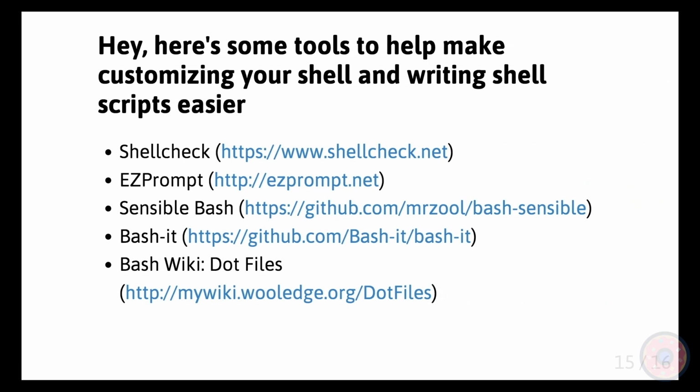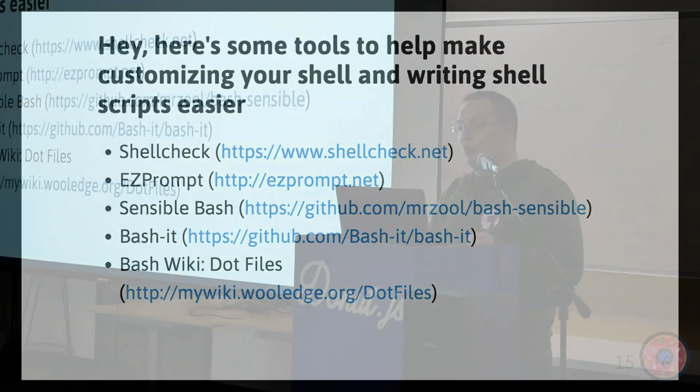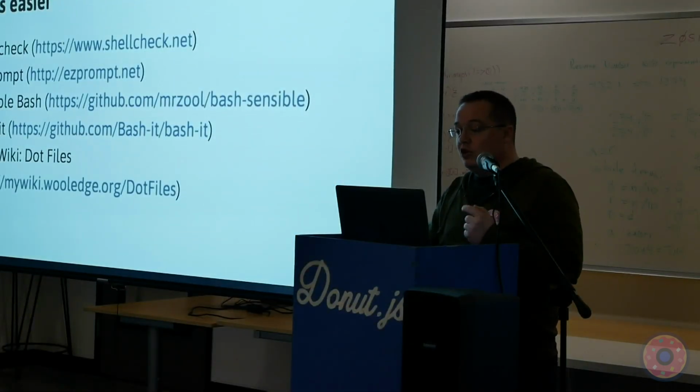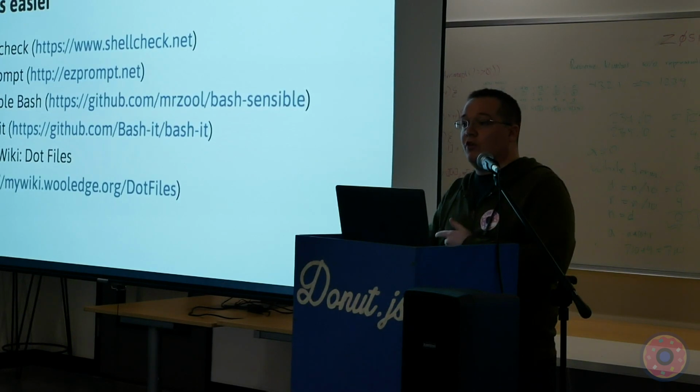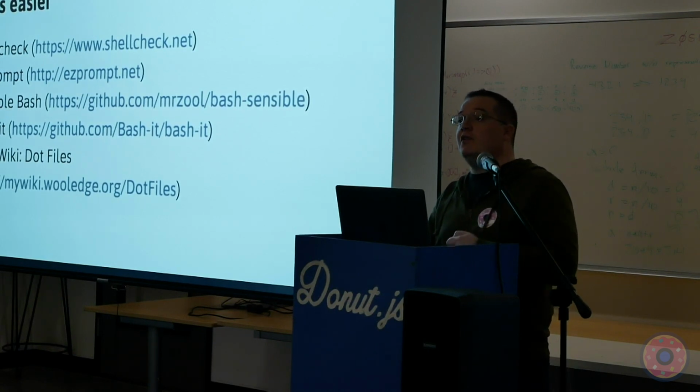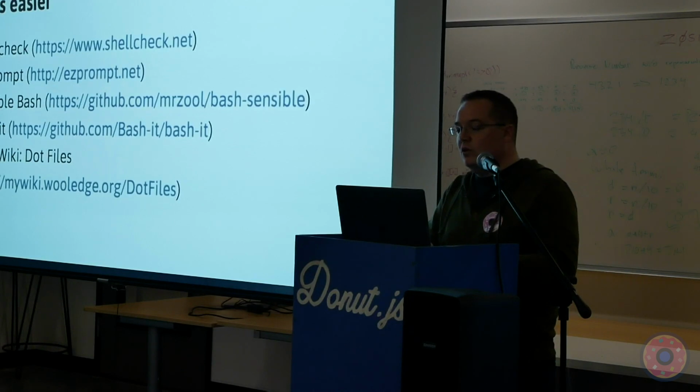Since Bash is a programming language, there's a whole wealth of programming tools for it. These are some of the tools that I used while I built this. ShellCheck is a static analysis tool for shell scripts. If you're not using it, I highly recommend it. It's great. Easy Prompt is an online drag and drop PS1 editor. PS1 is the name of the environment variable that you use to set your prompt. Since it's a drag and drop, you can see what it's going to look like before you ever actually make it. It's a really easy way to fine tune.